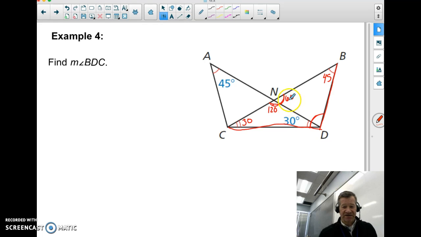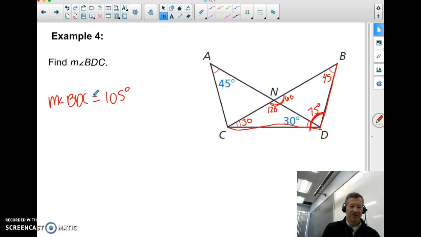Notice I also could have used the exterior angle theorem there. This angle is exterior to this triangle, so the two acute angles that are non-adjacent to it, 30 and 30, add up to that 60. Last thing, 60 and 45 make 105. Subtract them from 180, you get 75 degrees, so that these three angles could add up to 180. So now, what's the angle BDC? Well, 75 and 30 together add up to 105. So the measure of angle BDC would be 105 degrees.